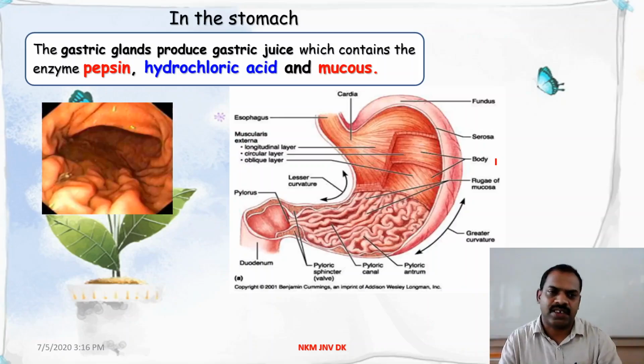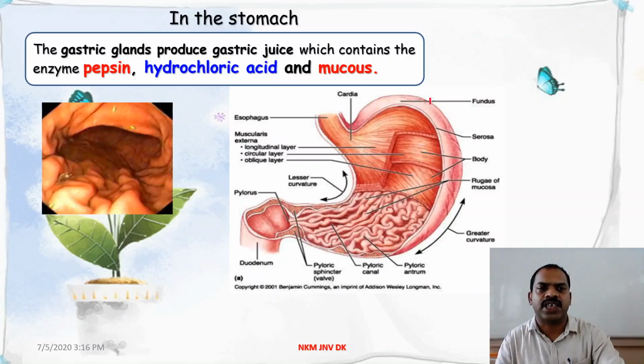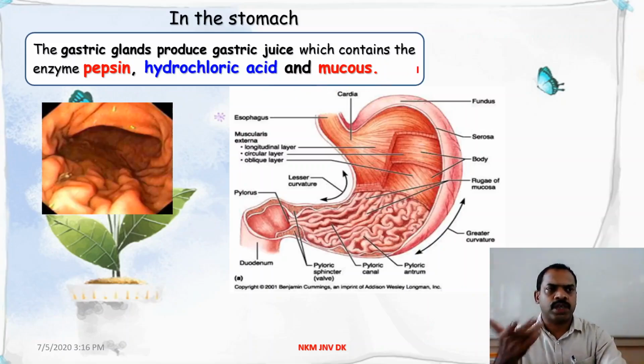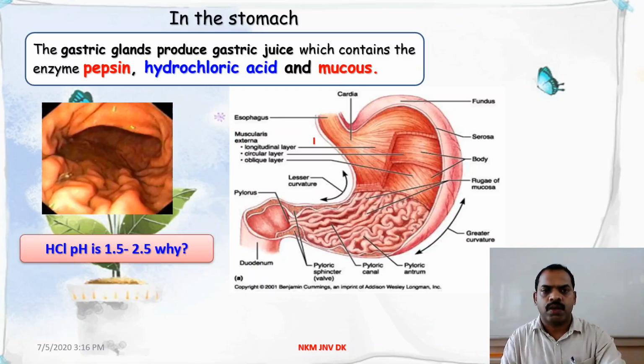Partially digest it. For that purpose, the stomach has three main secretions: an enzyme, pepsin; hydrochloric acid, a very strong acid; and mucus. So let us see what is the role of these three components. First we will see HCl, hydrochloric acid.